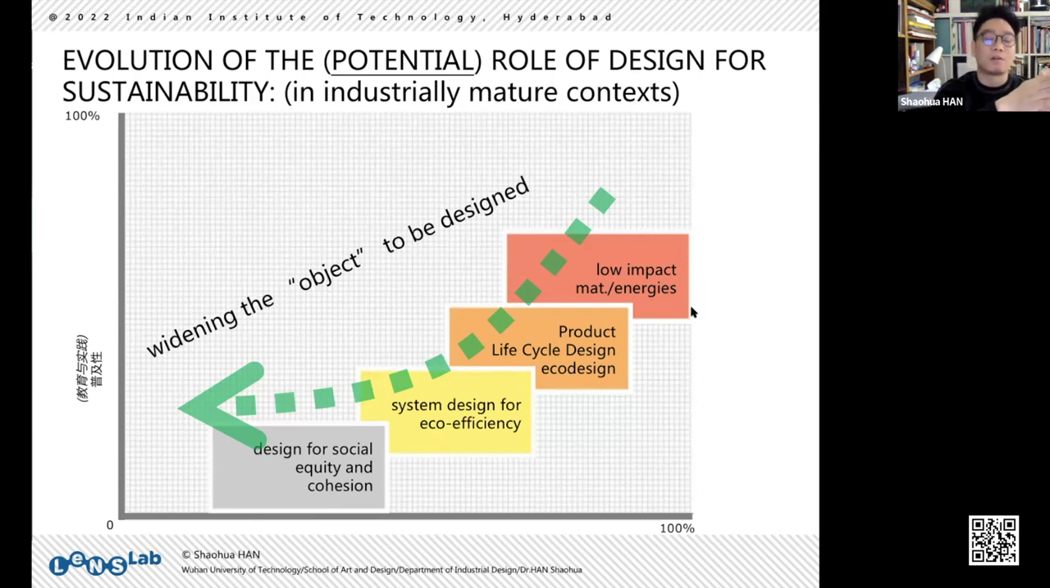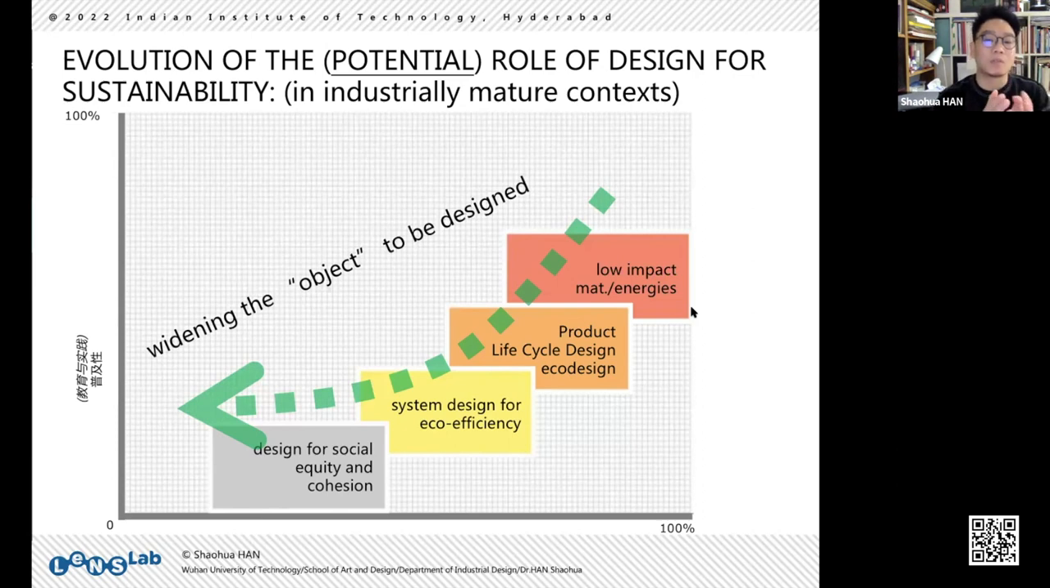At first, when we are poor or in less developed areas, maybe we start from the low impact material or energy part. Let's say in China, we did product designs with bamboo, which is very cheap. We don't even need to pay any money for it. So that's the first direction.